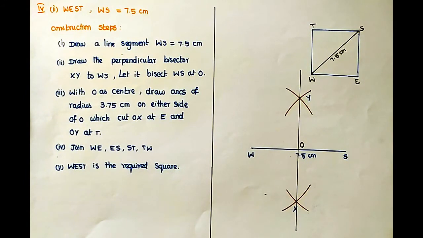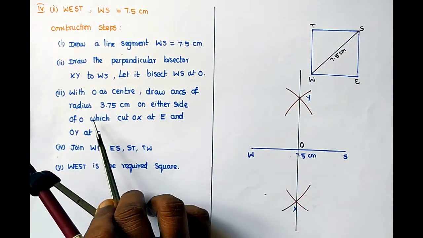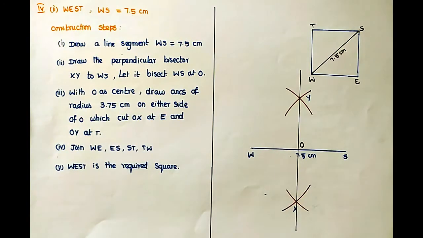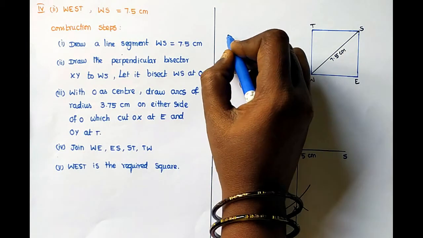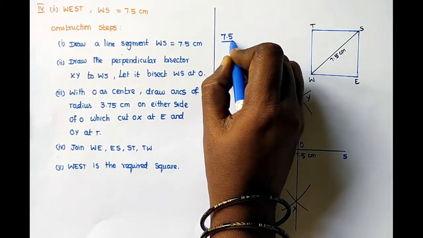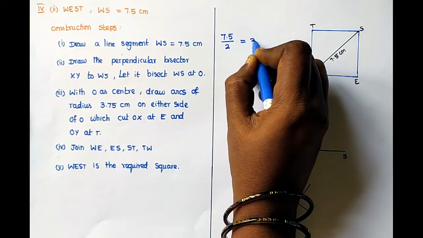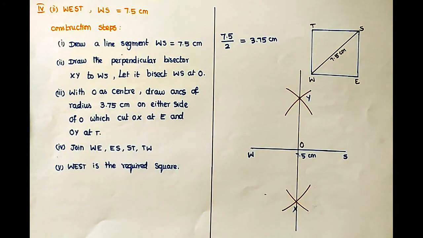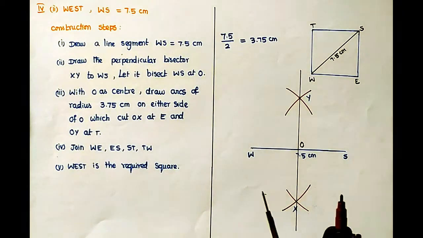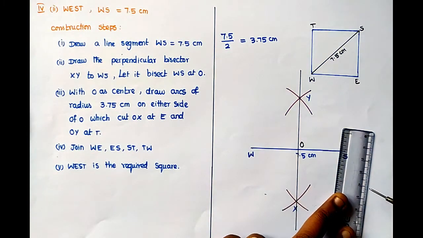What is the next step? With O as center, draw an arc of radius 3.75 centimeter. How will you get the 3.75? That is the diagonal 7.5, 7.5 divided by 2. We get 3.75 centimeter. That is half of 7.5 centimeter. So take 3.75, that is nearest to 3.8.